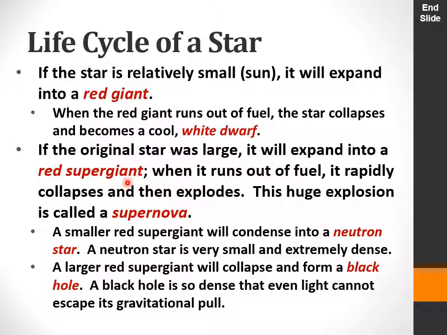Now, a bigger star can become a red supergiant. The only difference between a red giant and a red supergiant is how much mass it has. A red supergiant has a lot more mass than a red giant. But when a red supergiant runs out of fuel, it will rapidly collapse and then explode.